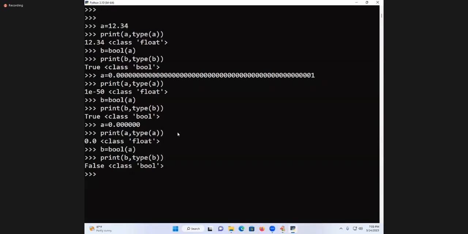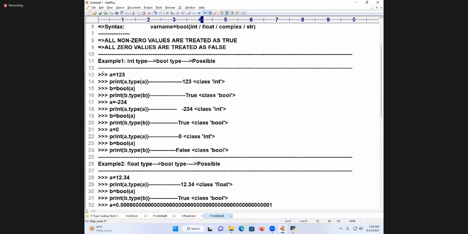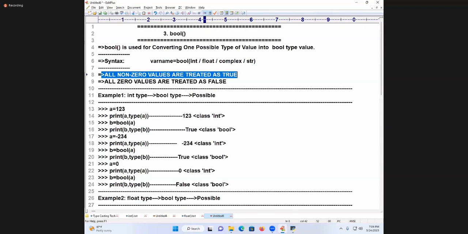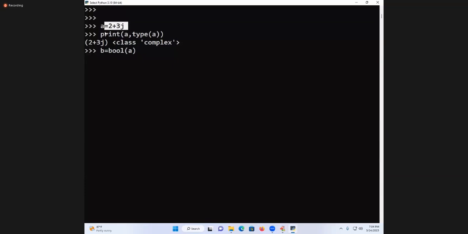Now I am coming to which type? Complex type. Take care. A is equal to 2 plus 3j. Print of A. Complex. Possible or not possible? Come on. So it is possible. What is this complex value? Is it 0 or non-zero? Non-zero value is true.